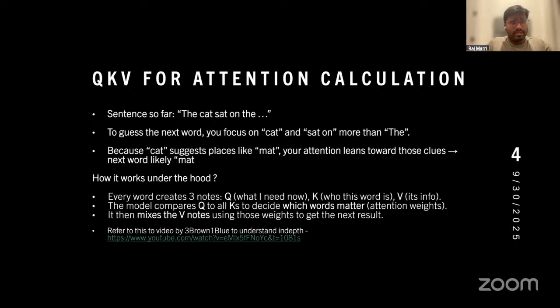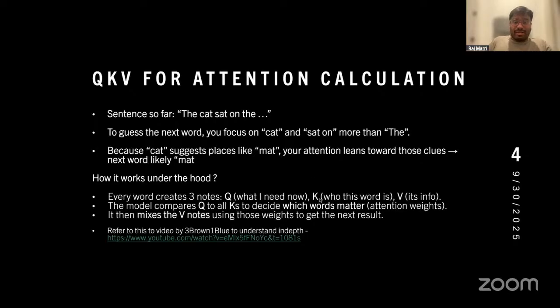First thing is every word that it creates, it got three nodes. I'm just giving an example, it's an analogy, but usually these are huge matrices that are created. If you see here, Q is what I need now. It means whenever it has to produce the next word, the Q asks this question, which is the query. Q stands for query, a question. It says what I need now. So what word I need now.